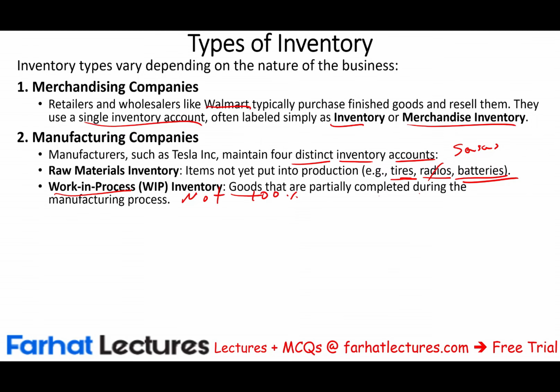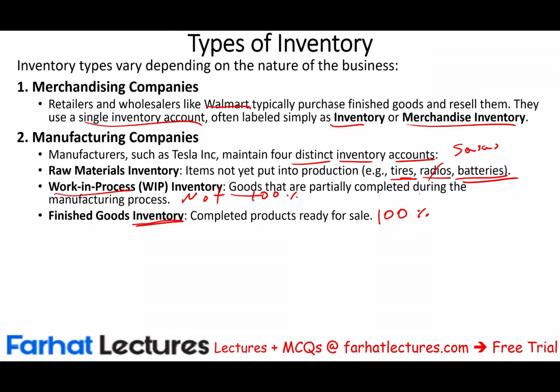So when they start to put the tires together, the sensors, the batteries, they started the process, but they did not finish yet. What do we call this? It's inventory work in process. Once the manufactured car is done, we transfer it to finished goods, and it becomes called finished goods or finished goods inventory, which is completed product ready for sale.